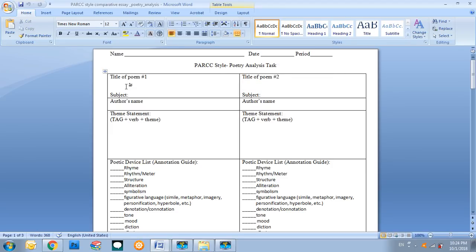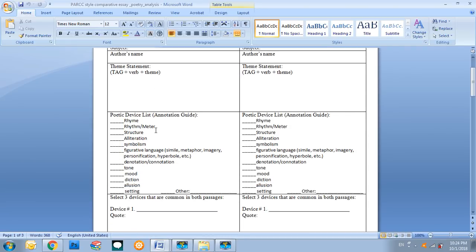So if you're analyzing, let's say, "Oranges" on one side, and then you're analyzing "Daffodils" on the other, you would put that corresponding information in that column. Subject is the thematic subject, author's name. Here's your thematic statement. So tag plus a verb plus a theme. So in "Oranges," the author suggests that, and then the theme.